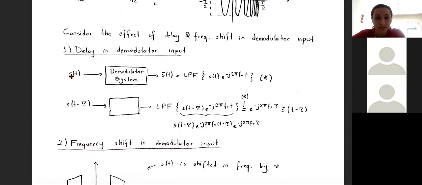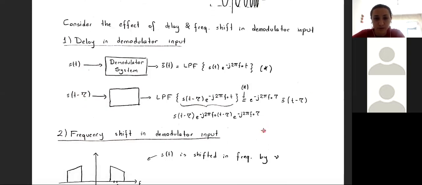So we said that if S of t is our input to the demodulator system, our output is S bar t signal, okay? And it's simply mathematically related to S of t in this form. Okay? Suppose we receive a delayed version of the signal, okay, a received signal. So we have a radar pulse, but we receive it with a delay tau. What will be the effect of this delay tau at the output of the demodulator system? Okay, let's look at that.